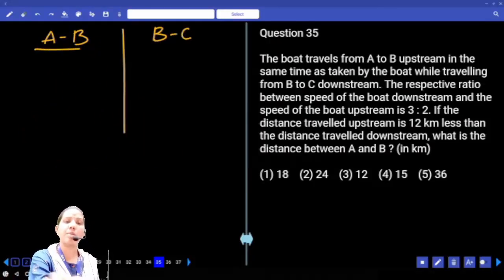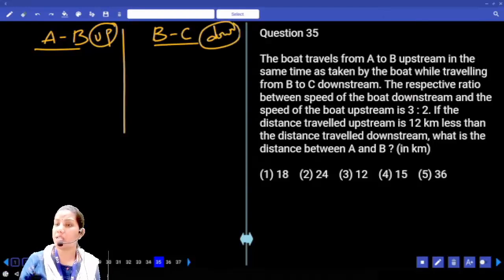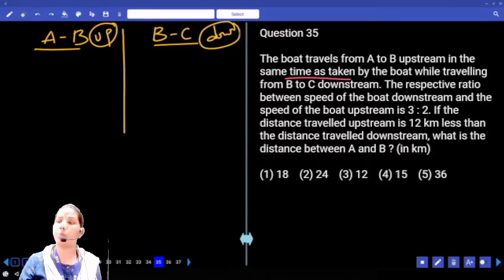A to B is upstream or downstream? A to B upstream and B to C downstream, and it is in the same time. What is the time formula? Speed formula? Distance by, then what is the time formula? Distance by speed. Okay, next, the respective ratio between the speed of downstream and upstream is 3:2.